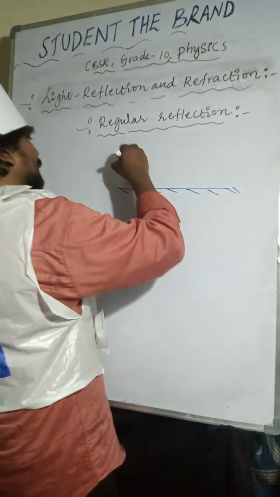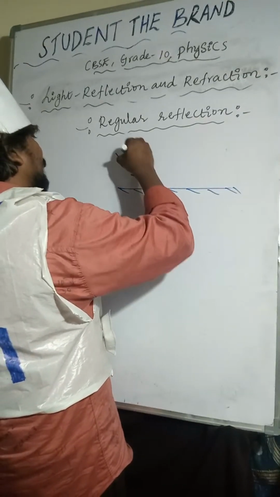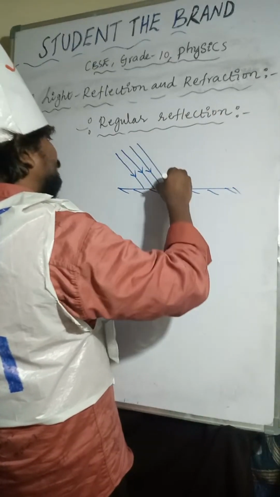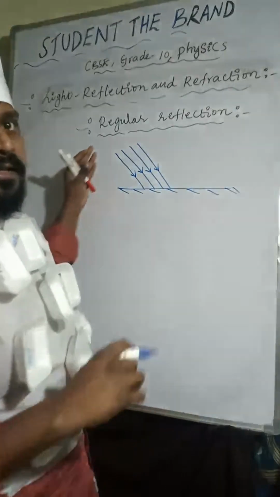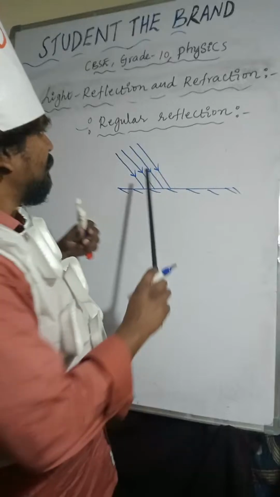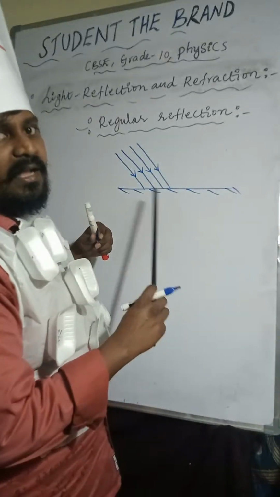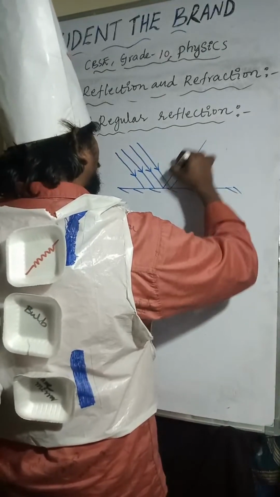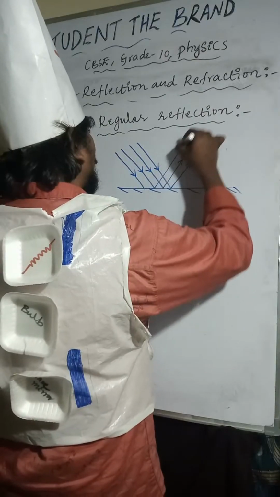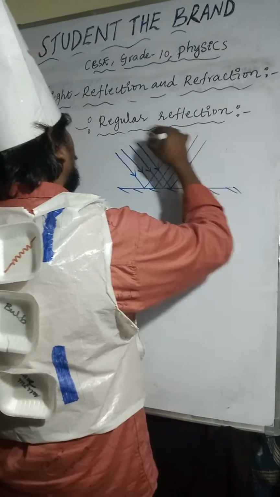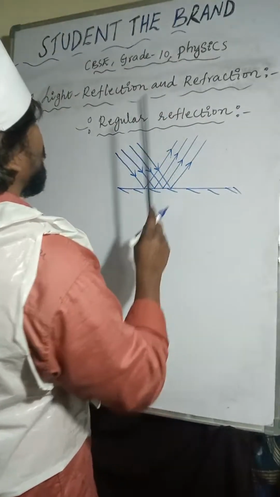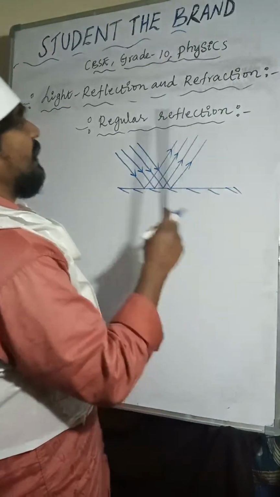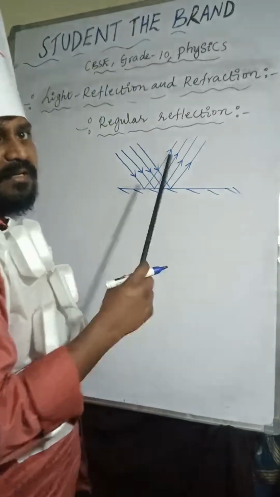Here you can observe these are the incident light rays, and these incident light rays are parallel to each other. After reflection, if the light rays are also parallel to each other, then this type of reflection is called regular reflection. So regular reflection means incident light rays are parallel, and after reflection the reflected light rays are also parallel to each other.